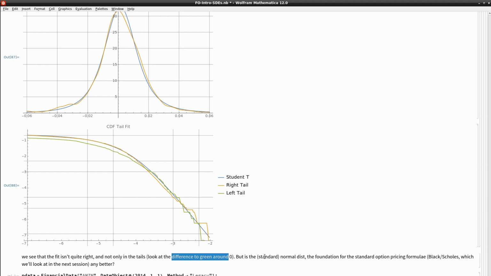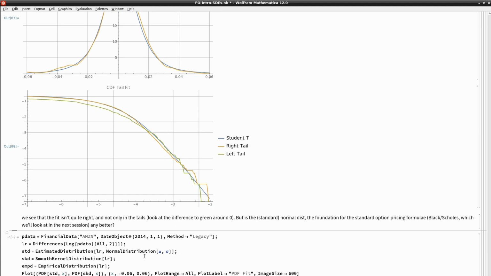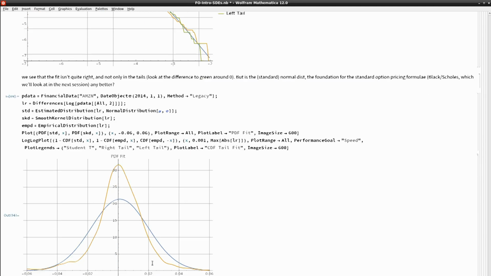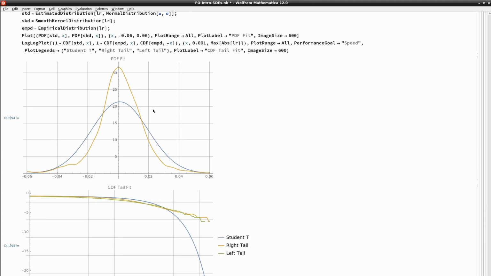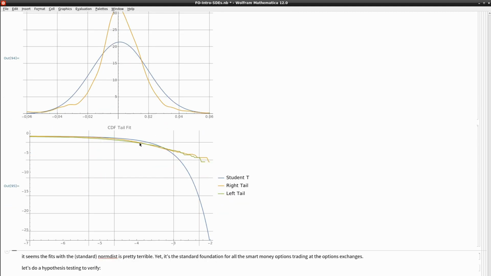So the question is, would the standard normal distribution be a better one? Would the standard normal distribution, which is the foundation for standard option pricing, Black-Scholes, right, and Wiener process and Brownian motion, Ito, what we talked about earlier, would this be better? So let's look at it. And if we do this, then we're getting surprised because the fit in the standard normal distribution seems to be even worse, and the tail fit seems to be just atrocious, right?